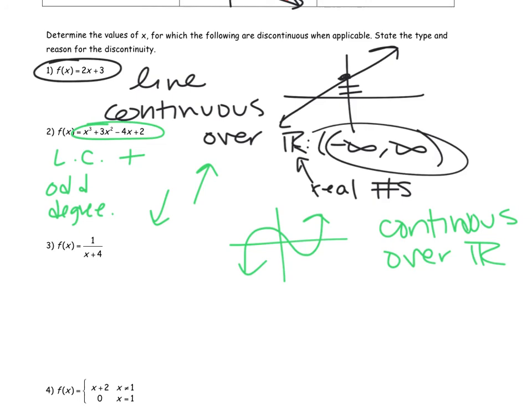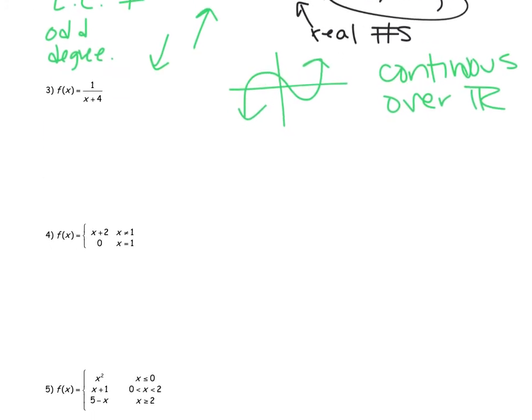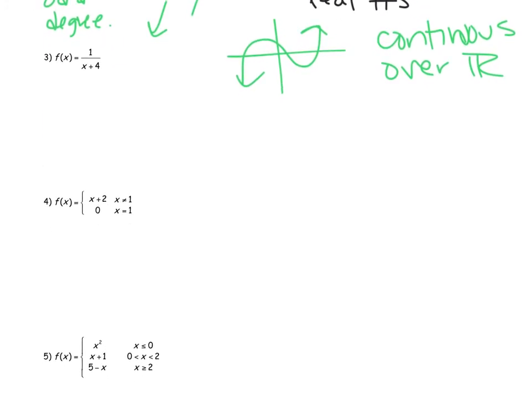Okay, let's continue on. Question 3. For question 3, I actually do want you to see if you can graph this on your own without me, remembering your rational functions and how to find that vertical asymptote. Pause the video here and see if you can come up with it. I'll post my solution in a second.